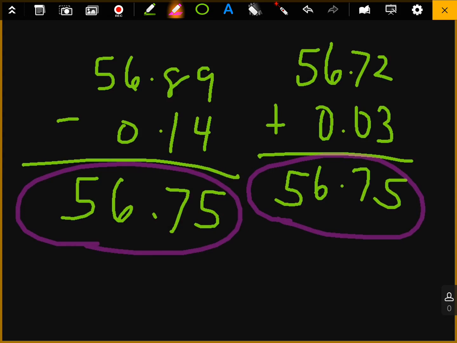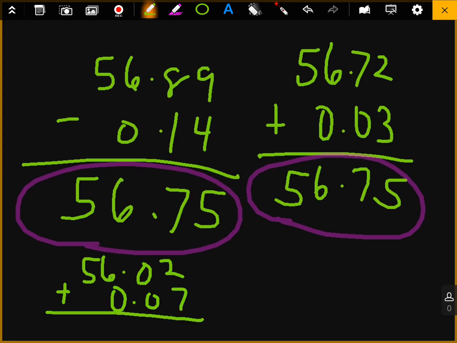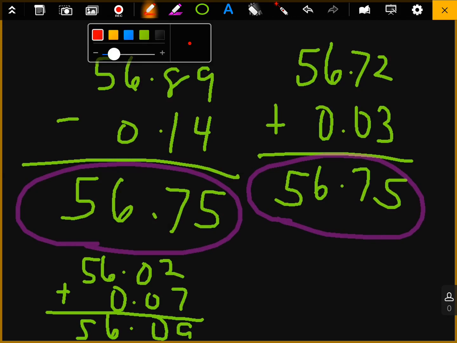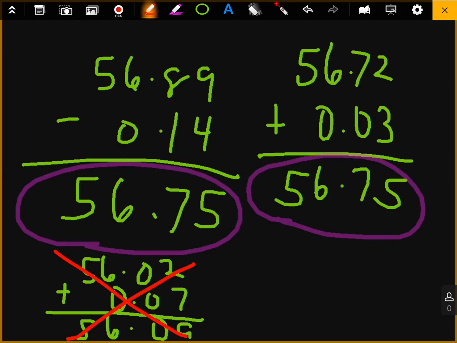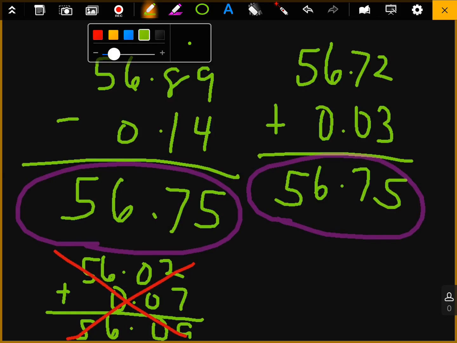Looking at C. C is 56.02 plus 0.07. Well, I can tell you right now, 7 plus 2 is 9, 0 plus 0 is 0, 6, 5, 56.09. It does not equal 56.75. And you could see that right away with the 7 and the 2. Okay, 7 plus 2 is 9, not 5. Therefore, that cannot be the answer.